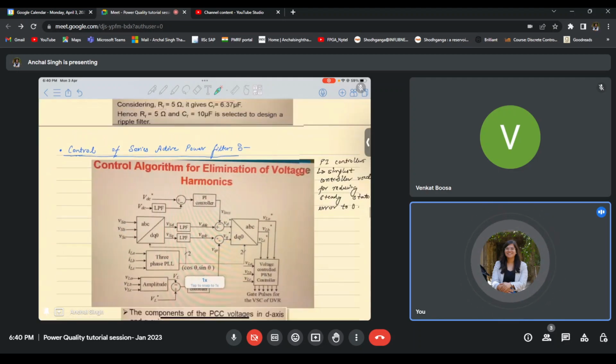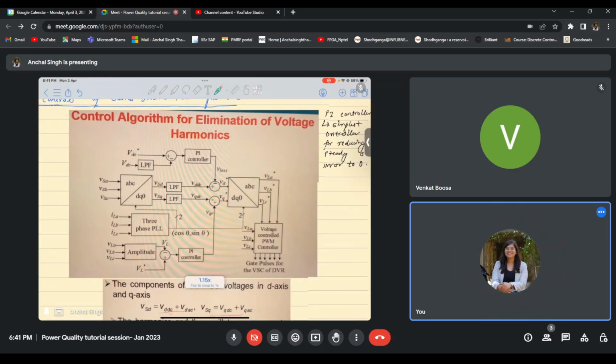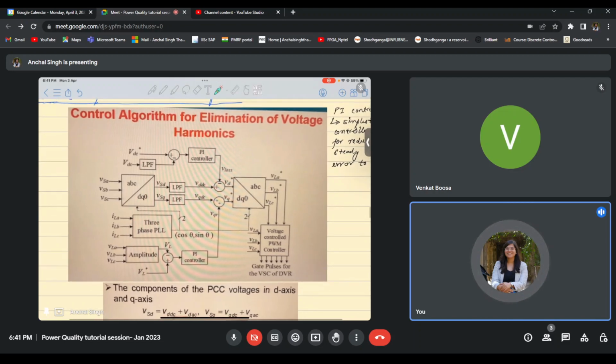Now, when you look at the control part, we have been discussing a lot of control algorithms in order to generate the gating pulses of the switches in our hardware system. So, if you look at the control algorithm block diagram for elimination of voltage harmonics, then what is happening here is, since we are targeting elimination of voltage harmonics, we compare the voltage sense signals with the reference voltage signals. The difference of these signals is used to generate the gating pulses.